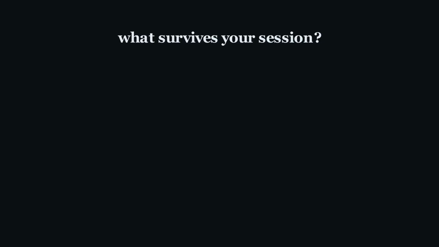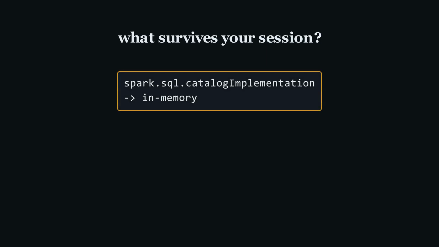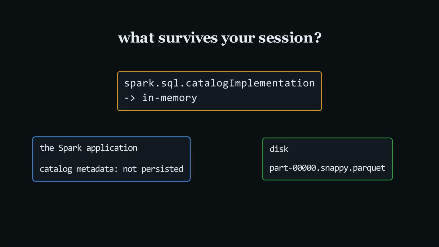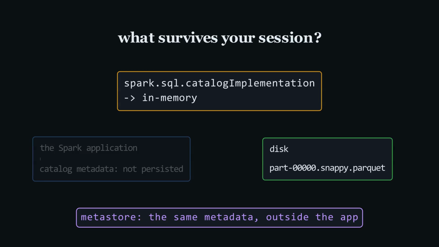So which of these survives? Your session prints its catalog implementation, and on a plain local Spark it says in memory. The catalog lives inside the application, and nothing writes it down. Your table names die with the process, even though the Parquet files stay on disk. A persistent Metastore keeps that same metadata outside the application, so other sessions and compatible tools, pointed at that Metastore, can resolve the same table. That's the difference between a table you can query tomorrow and a folder you have to remember.